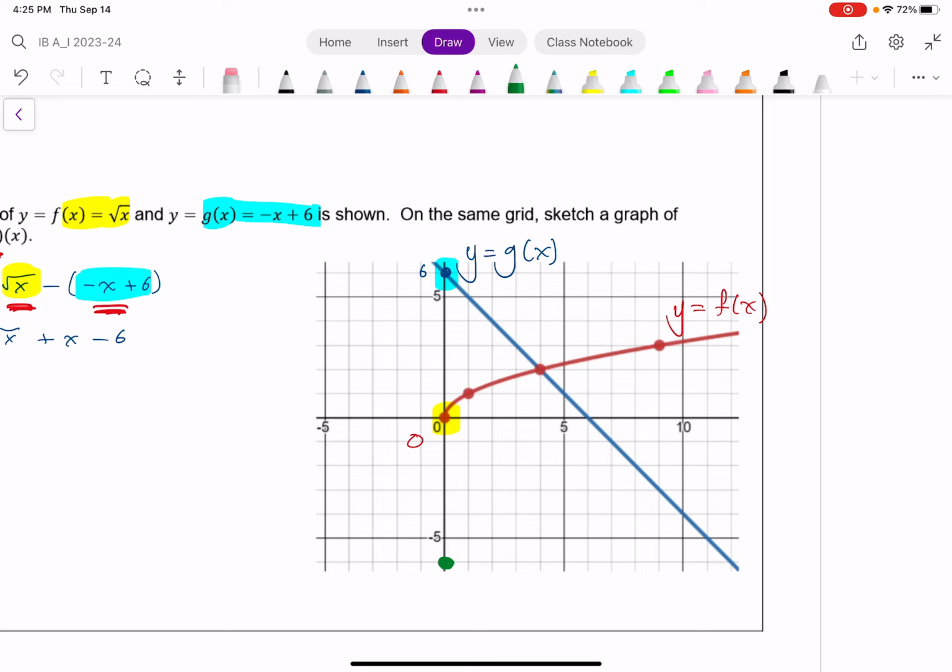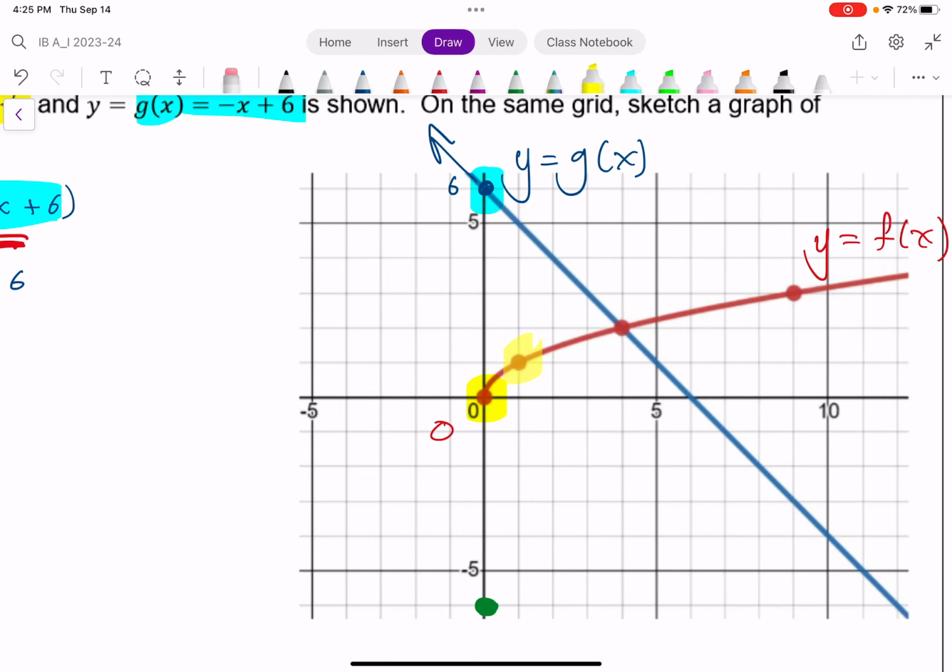I also know it must start there because, again, even though my line goes on and on and on forever, when I combine these functions together, I only look at what they have in common. And since my f of x, root x, only starts at 0, my combined graph has to start at 0 as well. And I can do the same thing for all these points.